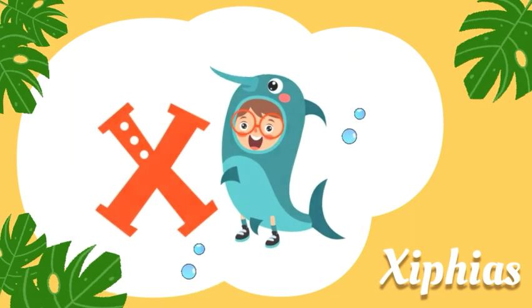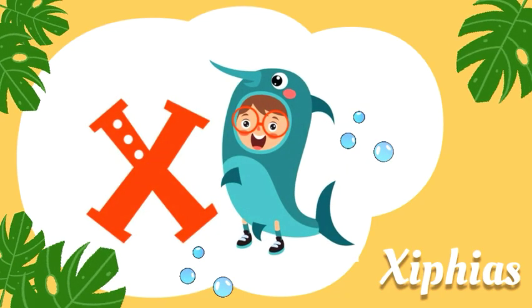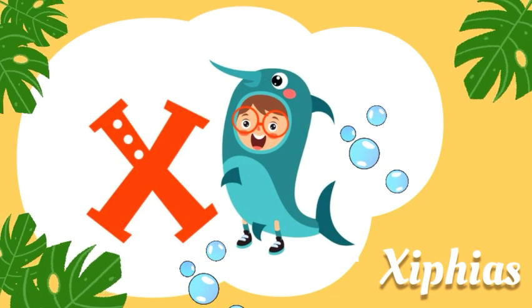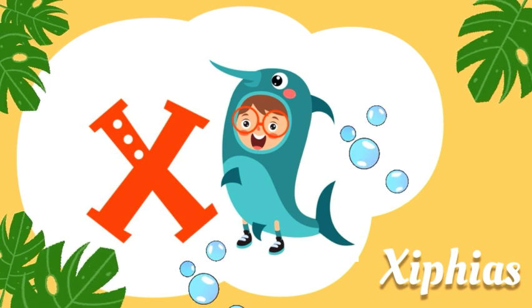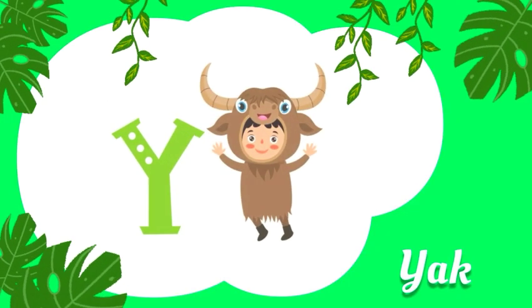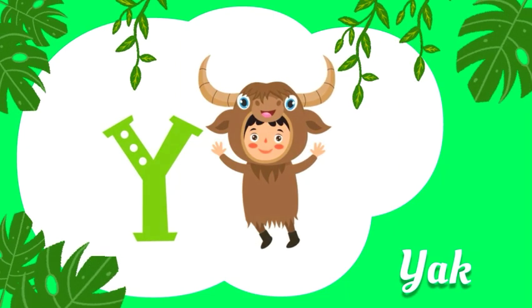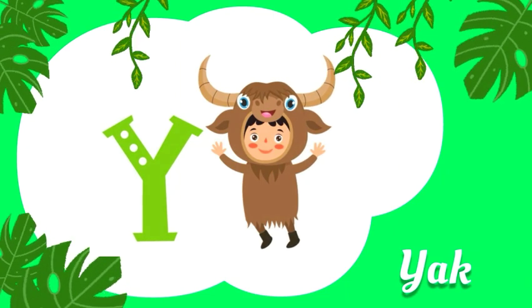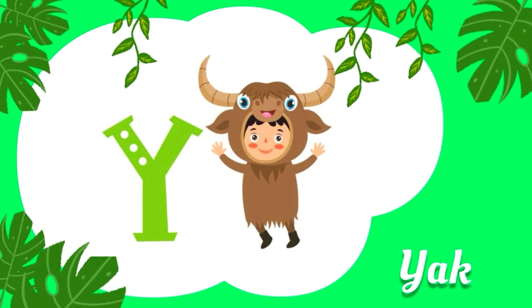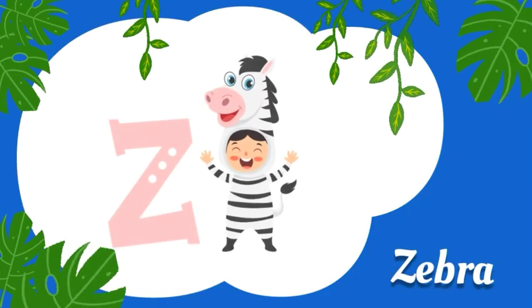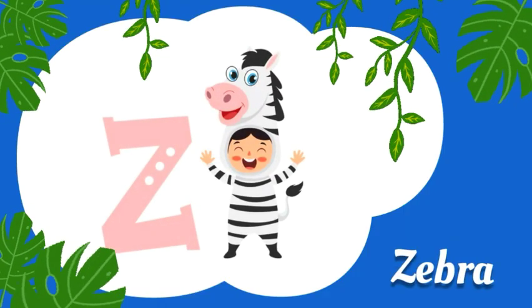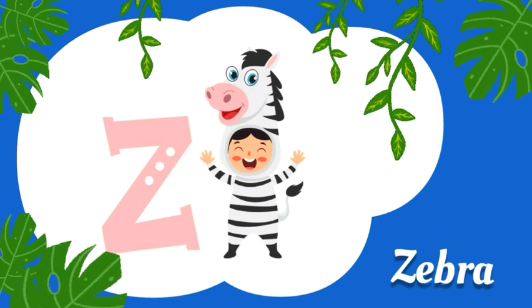X is for zephyrus. X, zephyrus. Y is for yak. Yak, yak. Z is for zebra. Z, zebra.